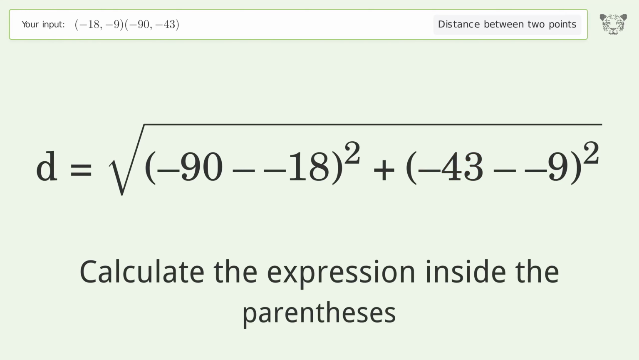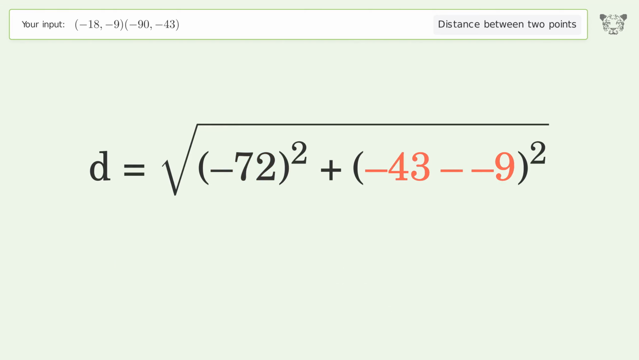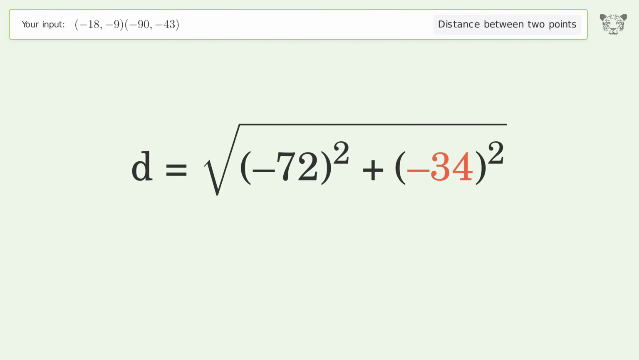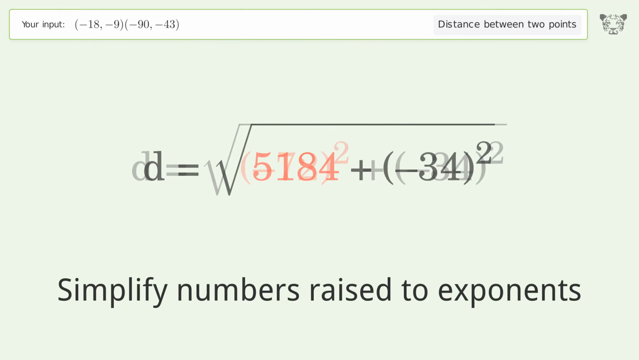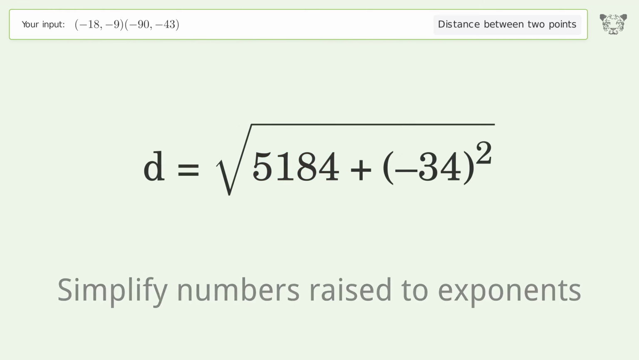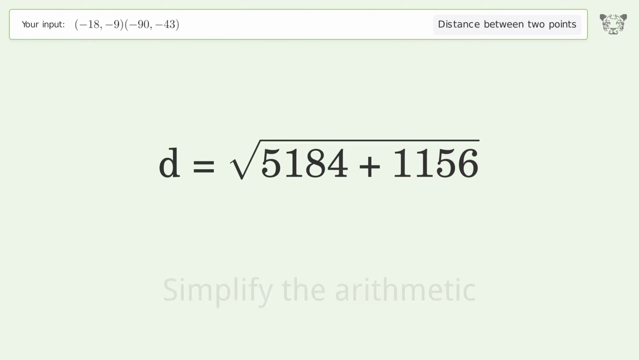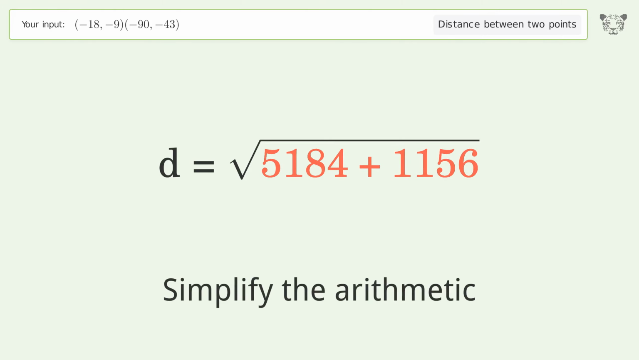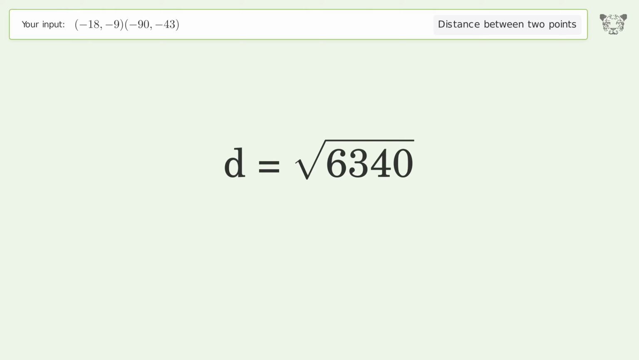Calculate the expression inside the parentheses. Simplify numbers raised to exponents. Simplify the arithmetic. And so the distance between the 2 points is the square root of 6,340, or 79.624.